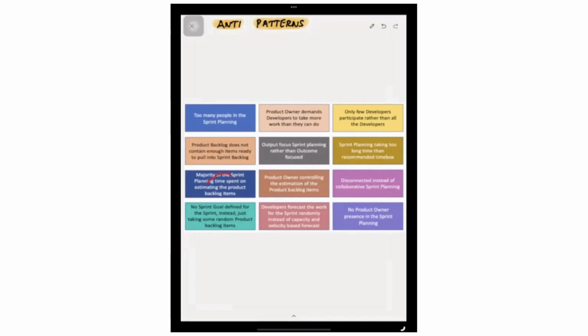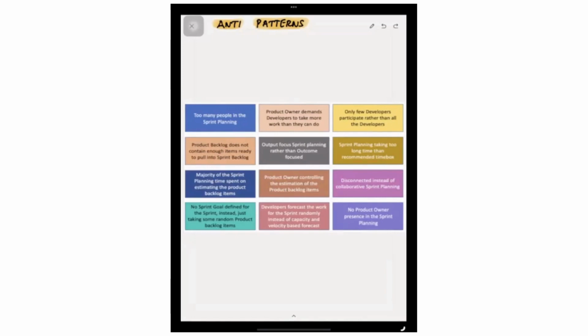A majority of the sprint planning time spent on estimating. This is also not a good thing, because by the time you come to the sprint planning, some of the items required to fill the sprint capacity should have been already estimated in the previous backlog refinement. So focus on more backlog refinement. That will help to solve this anti-pattern.